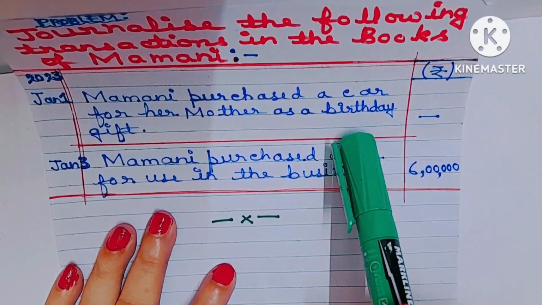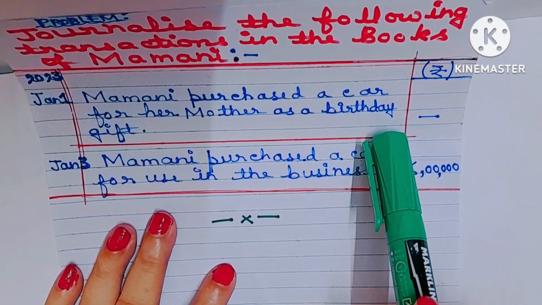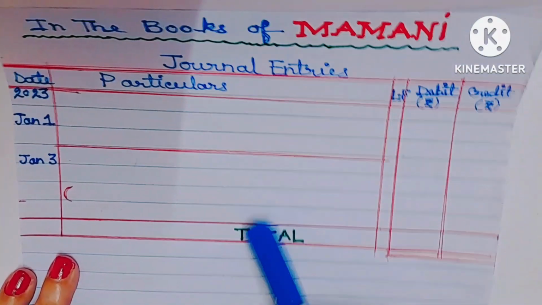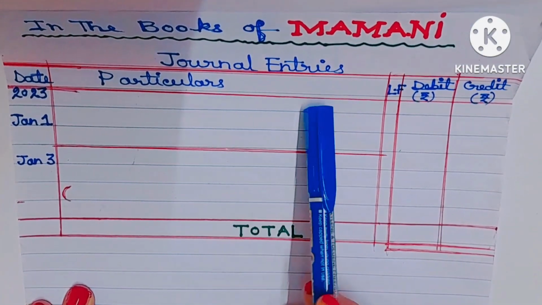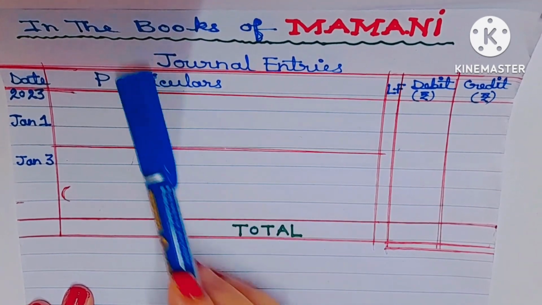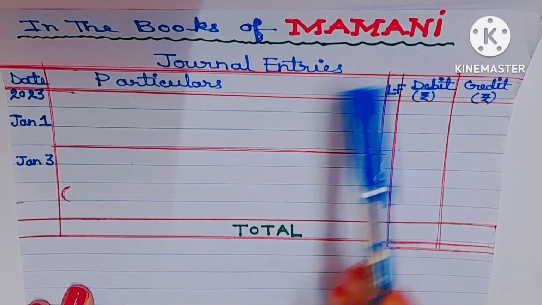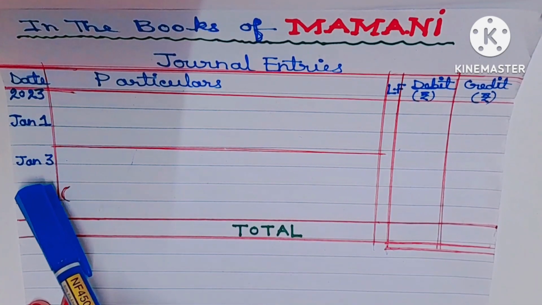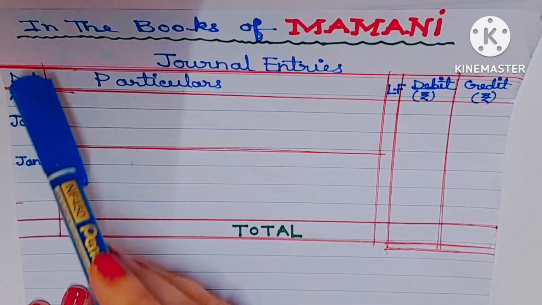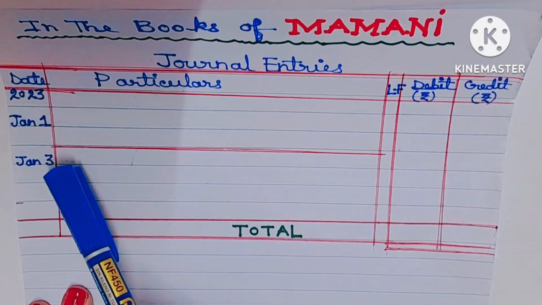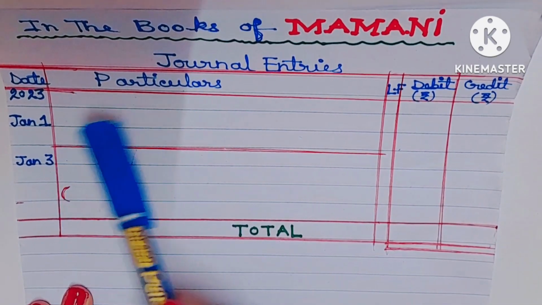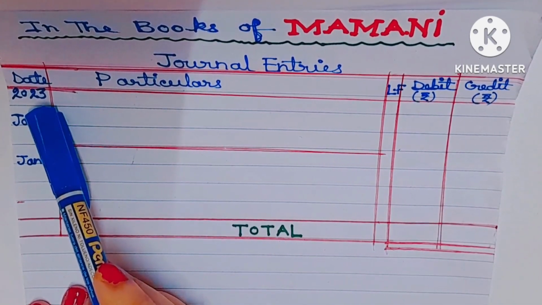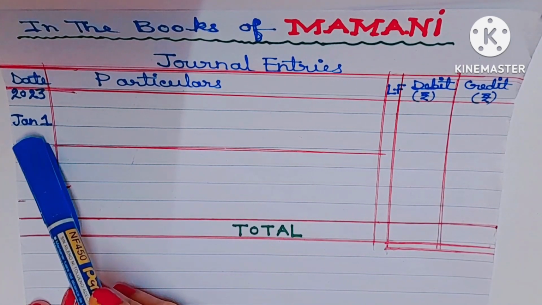So what we are going to write in the journal? Let me show you. See, this is the format of journal. In the books of Mamoni, journal entries on the top you got to write. The first column is for date. In the first column, the date of the transaction is entered. You have to write 2023, the year. Then you have to write the date of the first transaction, January 1st.